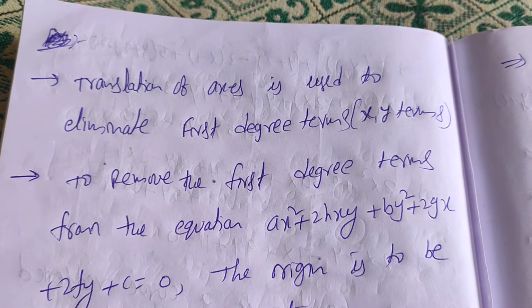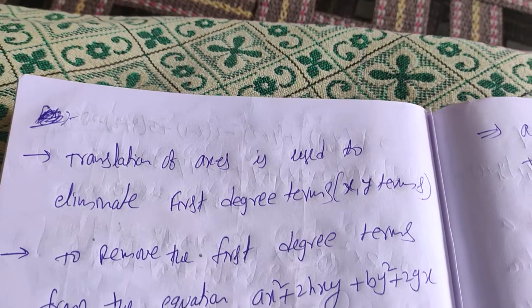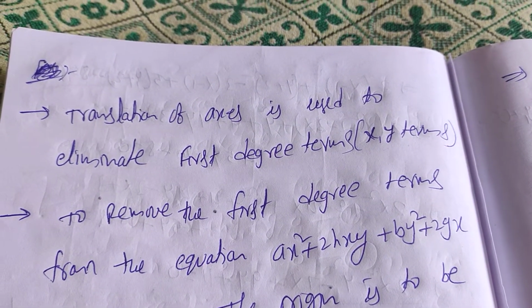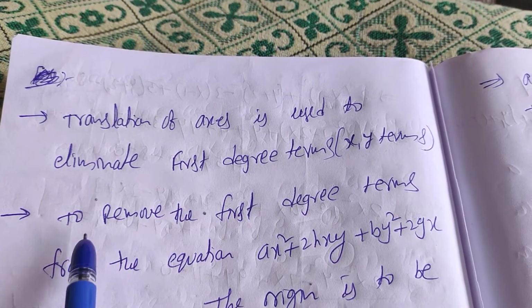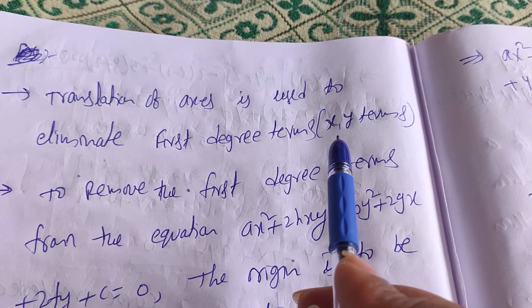My dear students, translation of axis is used to eliminate first degree terms. Translation of axis means shifting the origin without changing the direction of axis. So that is mostly used to eliminate the first degree terms. That means first degree terms means x, y terms.